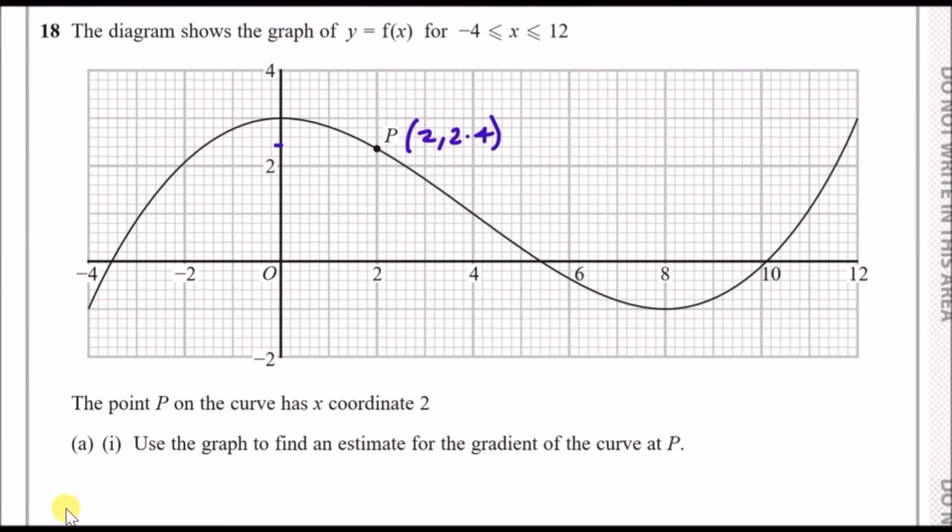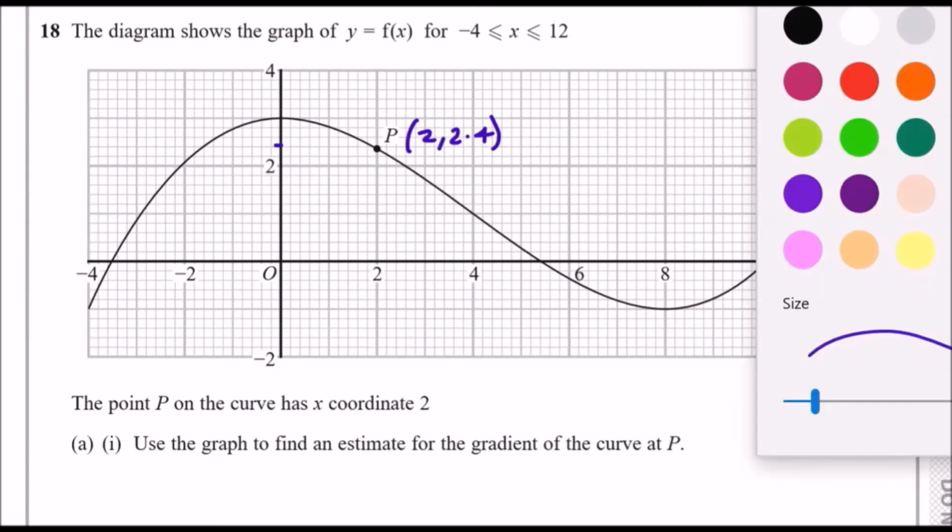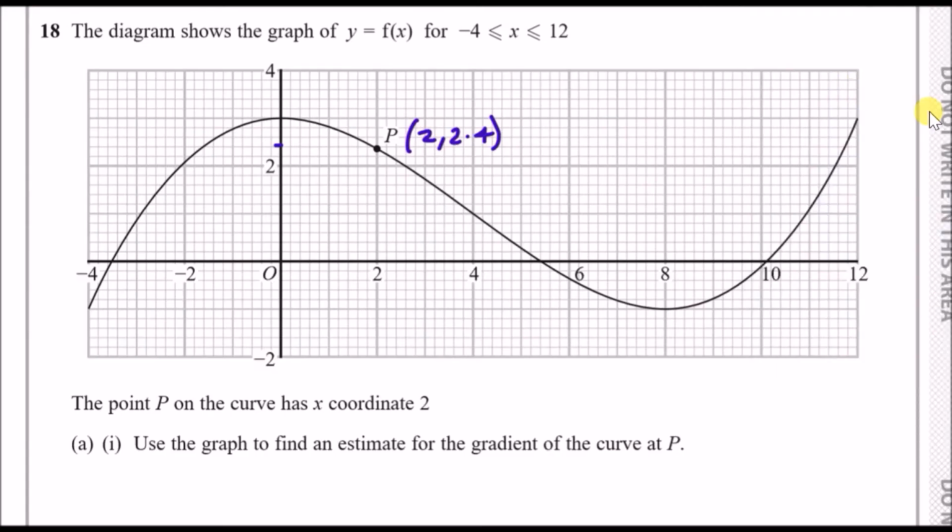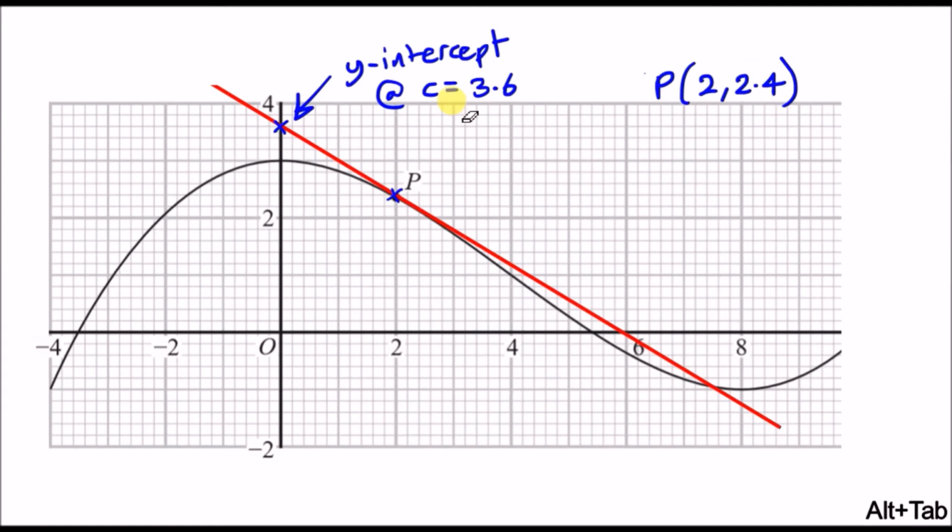Now they want us to use the graph to find an estimate for the gradient of the curve at P. Okay, so when they ask you to find a gradient at a certain point, you literally need to get a ruler and try and draw a straight line which touches the curve at P at one point. I've actually previously done it, and it looks a bit like this. So this is kind of what they want. You get a ruler and you draw a straight line like that.